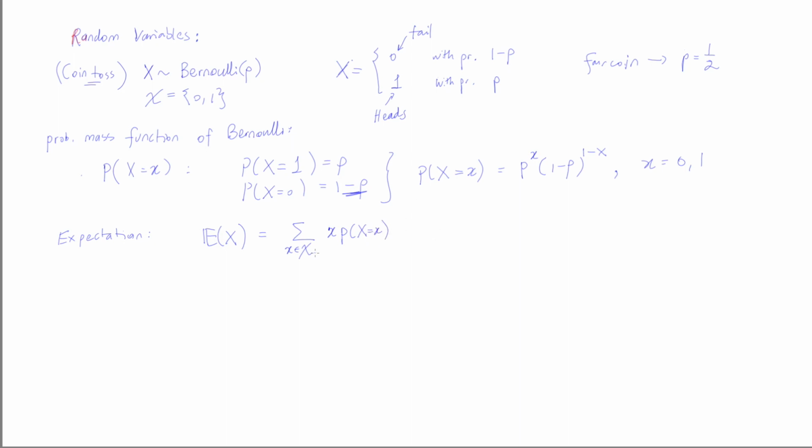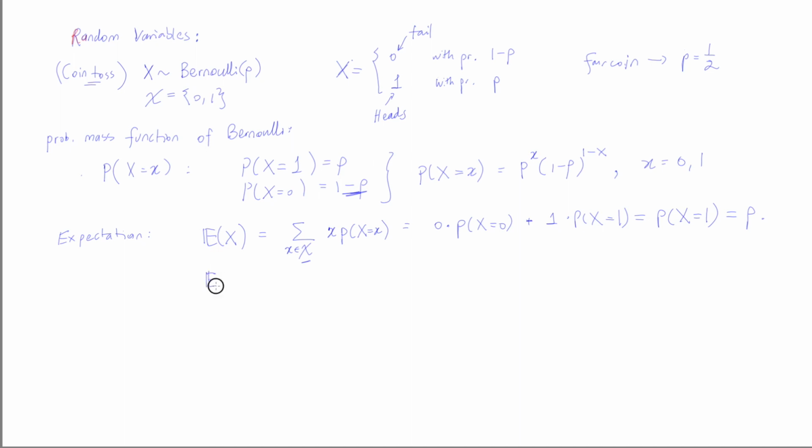So what is the set? Well, it's just 0 and 1. So this is just equal to 0 times probability of X equals 0, plus 1 times the probability of X equals 1, which is just equal to the probability of X equals 1, which is equal to p. Because this term is just 0, and this term is just probability X equals 1, it's just p.